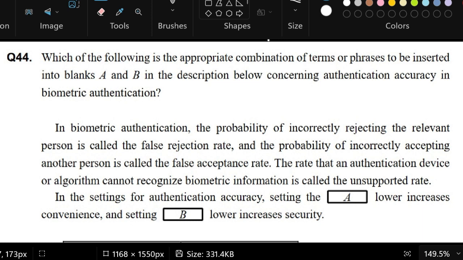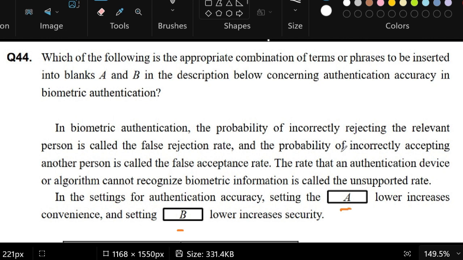Question number 44 of the IT Passport exam from PhilNITS. In this question, we are being asked which is the appropriate combination of terms and phrases to be inserted in blanks A and B. It's about authentication, accuracy, and biometric authentication. So we got two blanks, A and B.